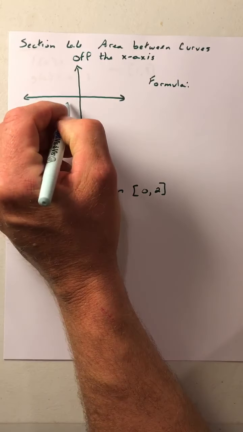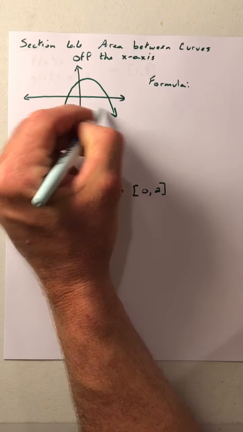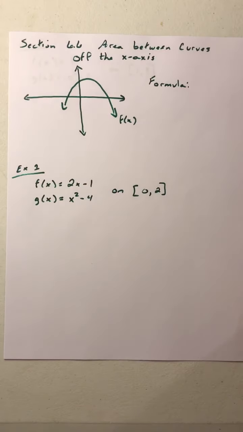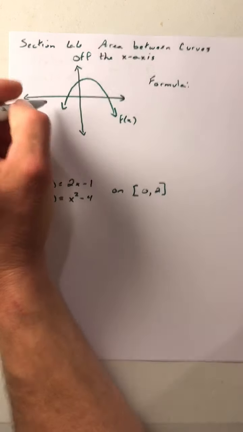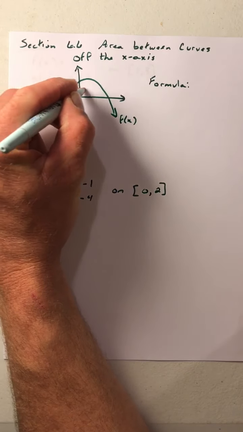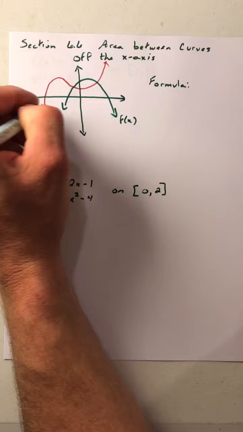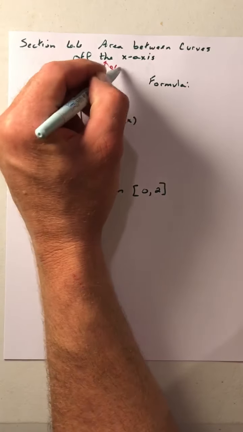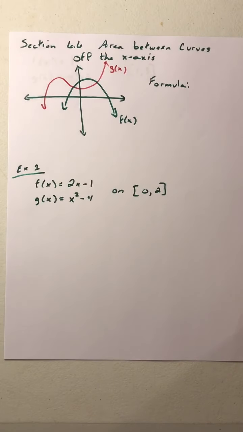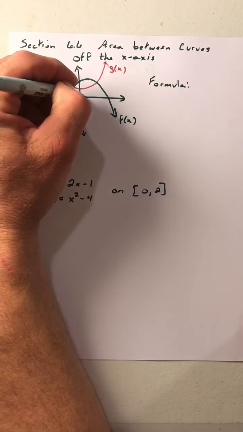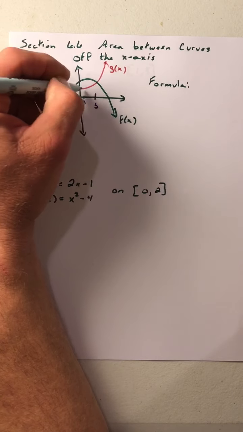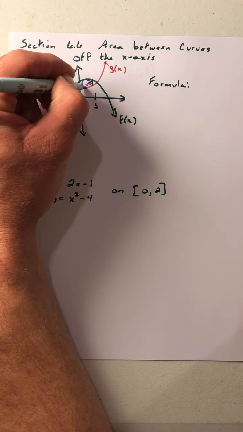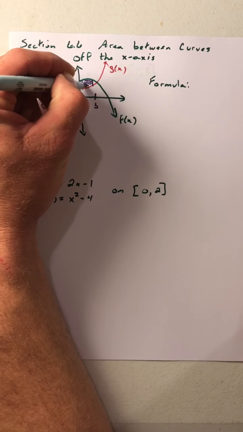So maybe we have a function that looks like this. We'll call it f of x. And then maybe we have another, g of x, that comes in, maybe something like this. We'll label that g of x. And we want to give it some boundaries. Maybe we're going to go from A to B here. So maybe we're interested in this region in here and want to define the area of it.